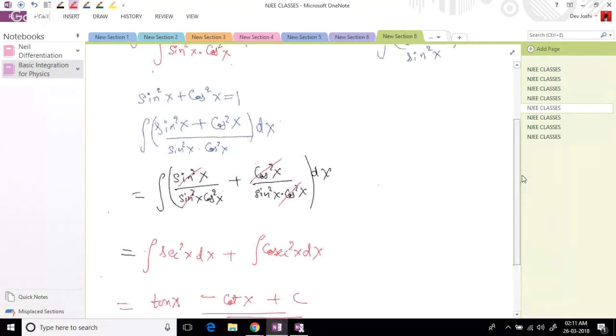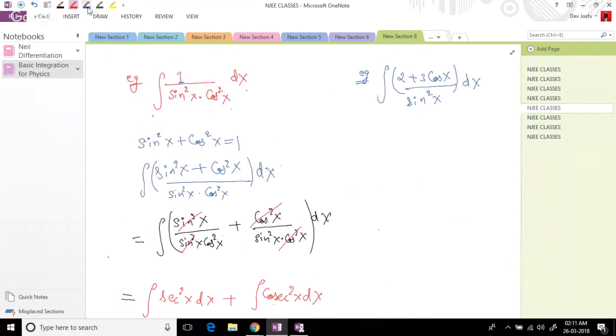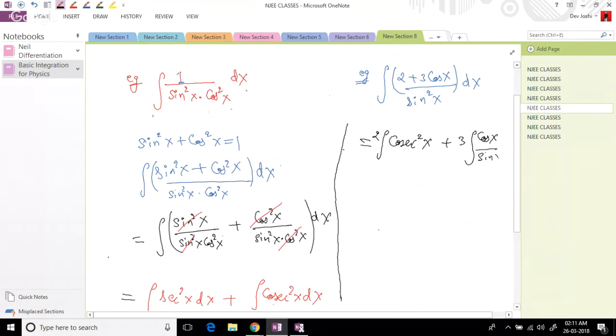Sometimes you have to simplify those trigonometric functions. So what is the next one? Integral of 2 plus 3 cos x upon sin square x. So just separate the sin square x with all the terms. So the first term we are having is 2 times integral of 1 upon sin square x, which is going to be equal to what? Cosec square x. Plus 3 times integral of cos x upon sin square x dx. So the very first term is going to be equal to 2 times, and dx is also there. So what is the integration of cosec square x dx?